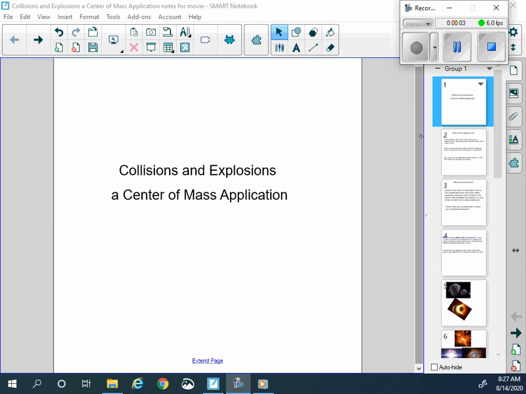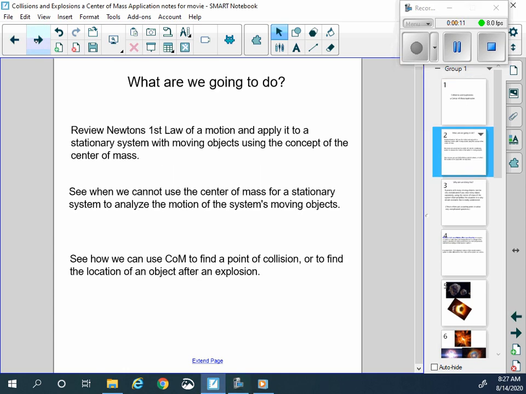In this video, we're going to be looking at the concept of collisions and explosions by applying centers of mass to them. What are we going to do? We're going to review Newton's first law of motion and apply that to systems where we have moving objects, but even though the objects are moving, the system itself as a whole will actually be remaining stationary.